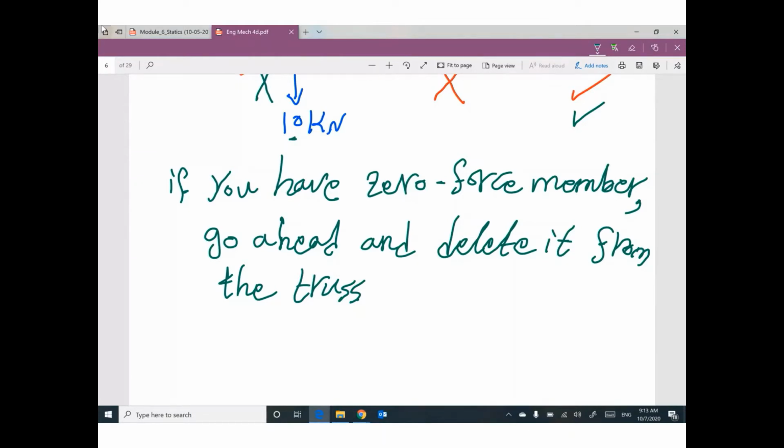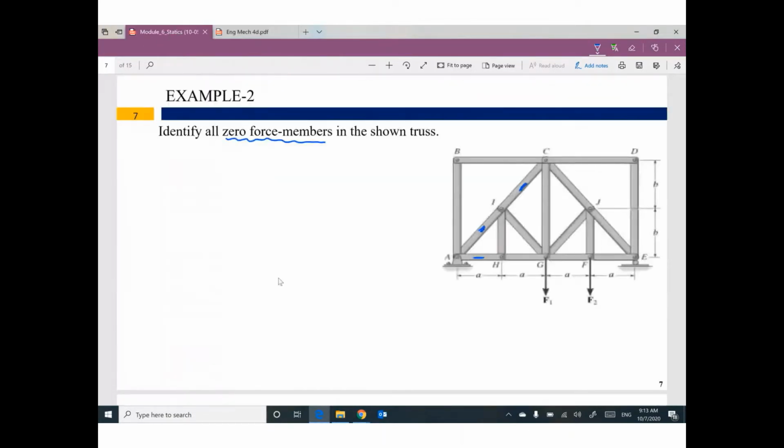Okay. We have an example. This example is only asking which members are zero force members. This question will be the same. You will have the same one in the exam. Identify all, please remember all. So don't forget any zero force members in the shown truss.